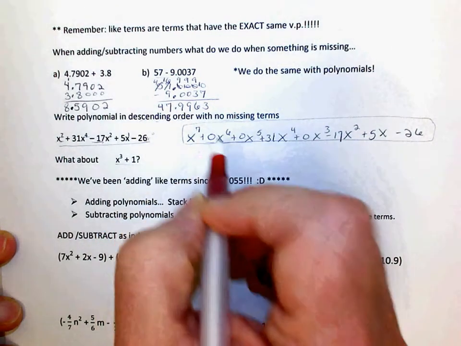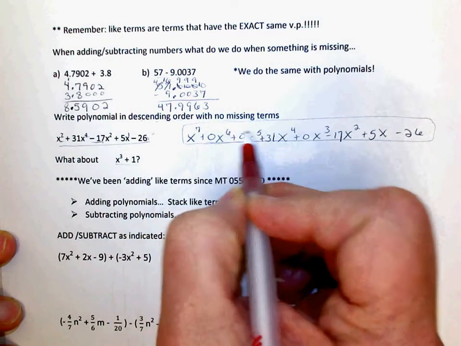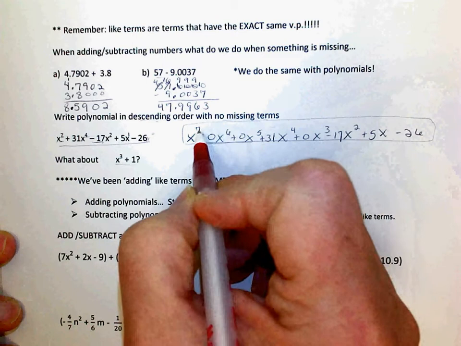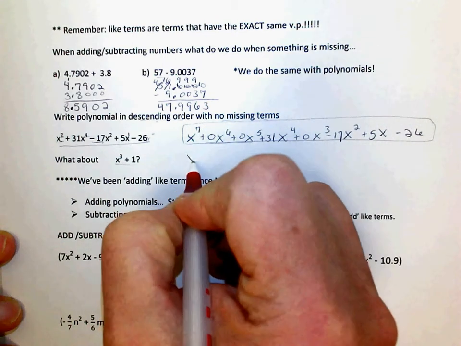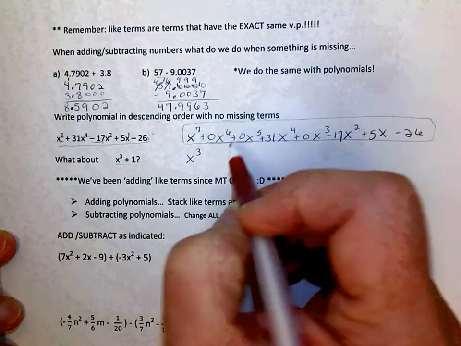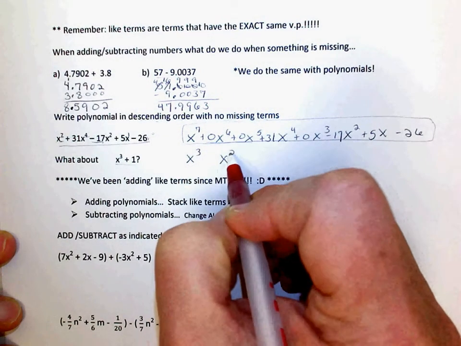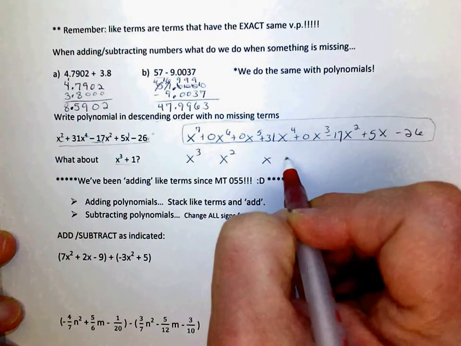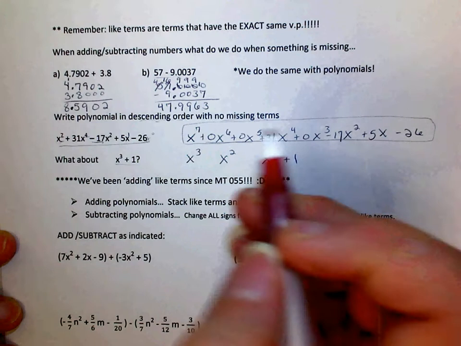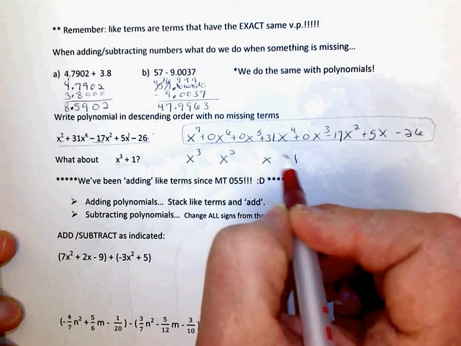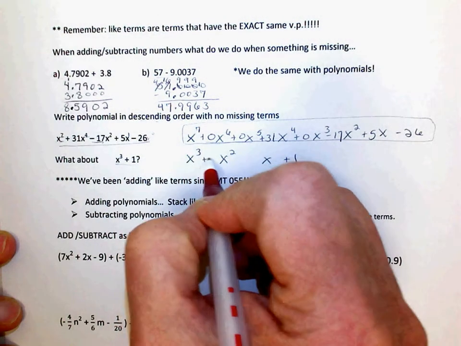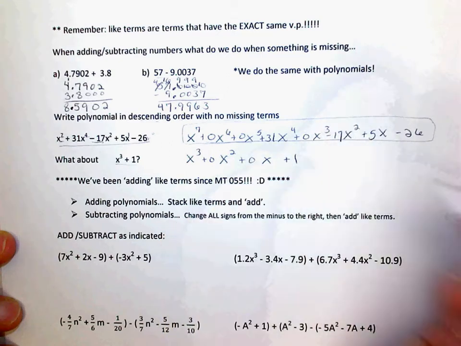Descending order, by the way, means these numbers are descending from the highest one down. So the highest one here is x to the 3rd. So we have to have x to the 3rd, x squared, x, and our constant. We have the x cubed, we have our constant. We don't have an x squared, we don't have an x.